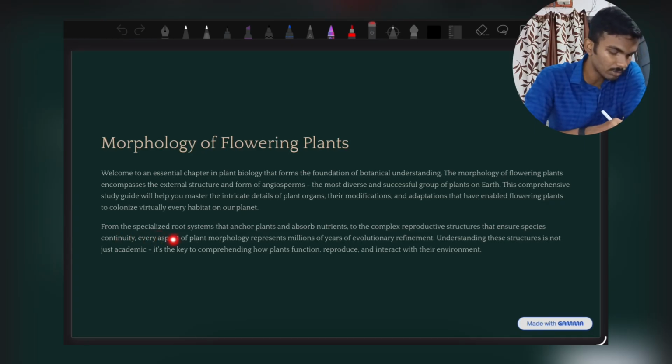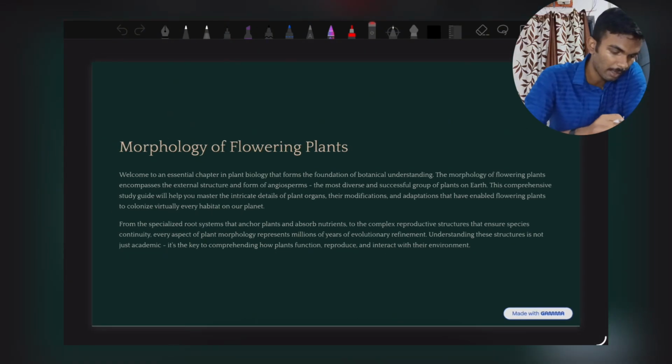From the specialized root systems that anchor plants and absorb nutrients to the complex reproductive structures that ensure species continuity, every aspect of plant morphology represents millions of years of evolutionary refinement. Understanding these structures is not just academic, it's the key to comprehending how plants function, reproduce, and interact with their environment.